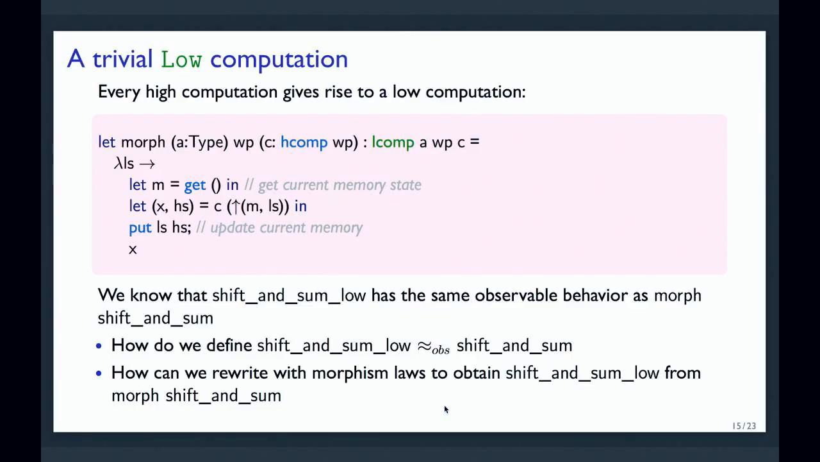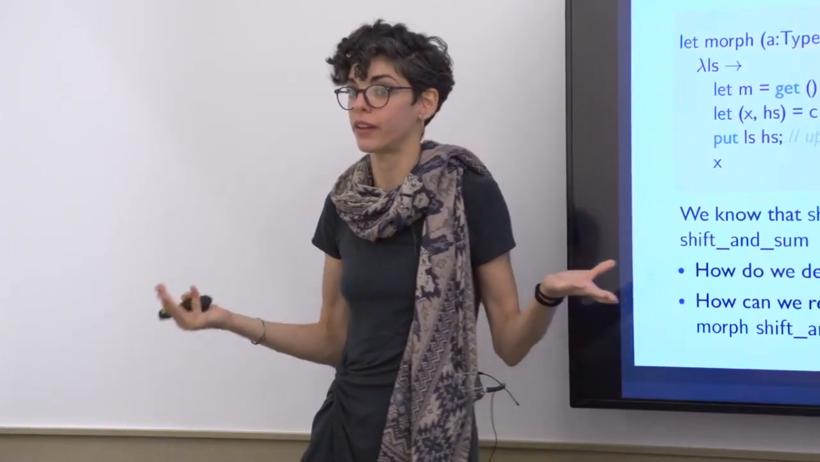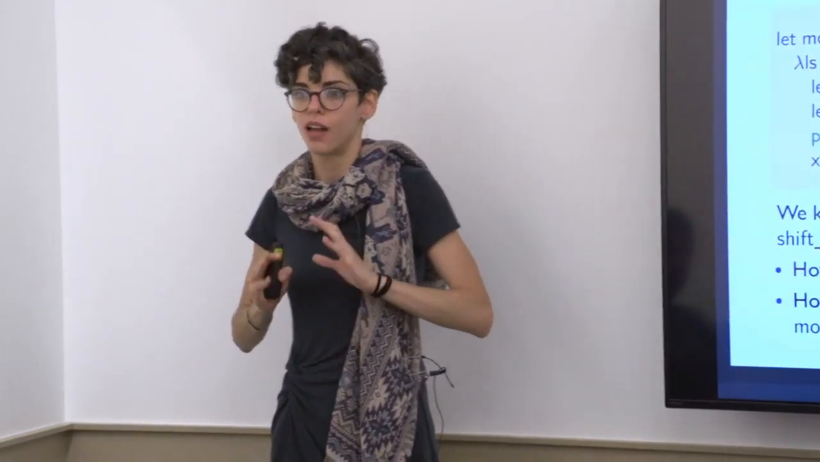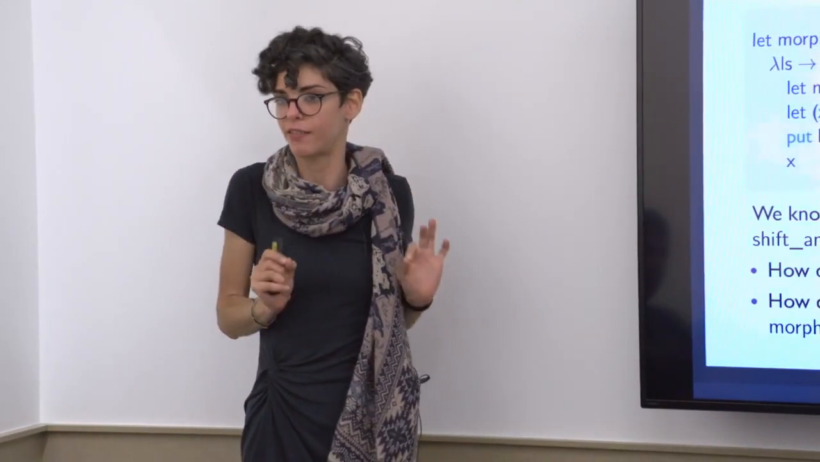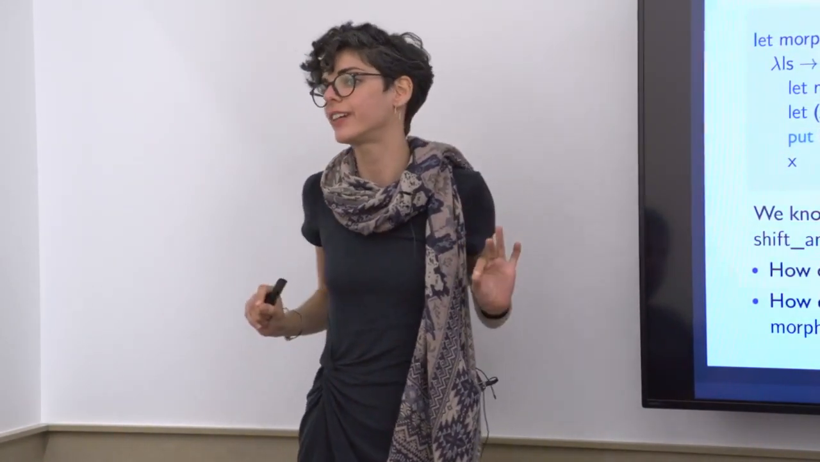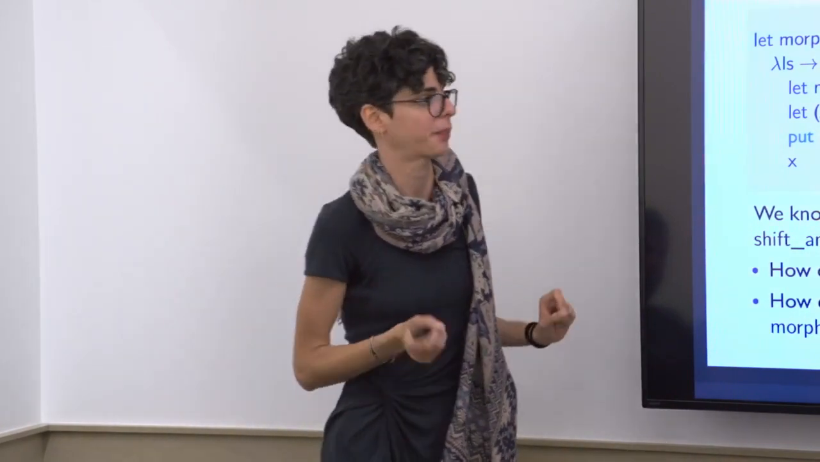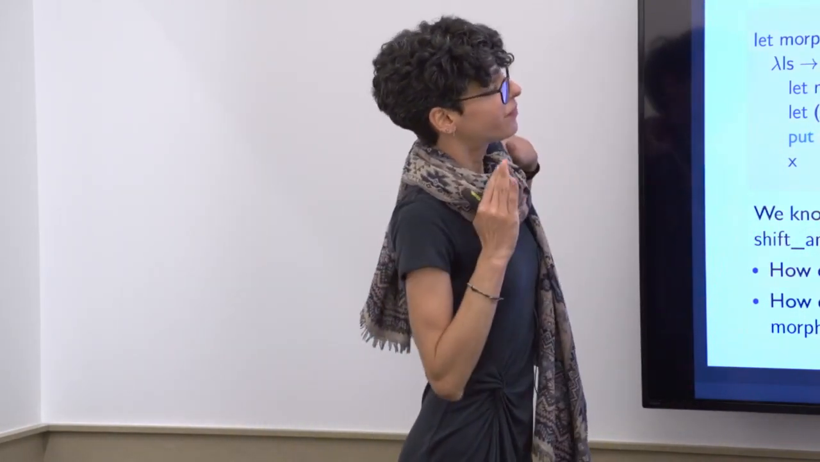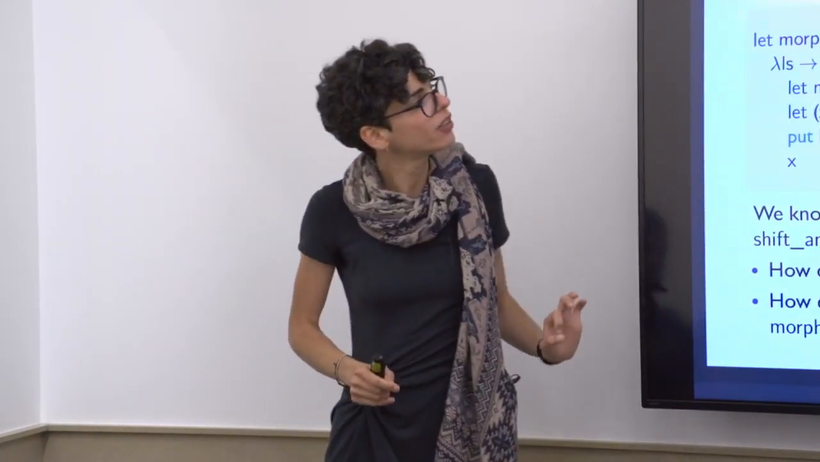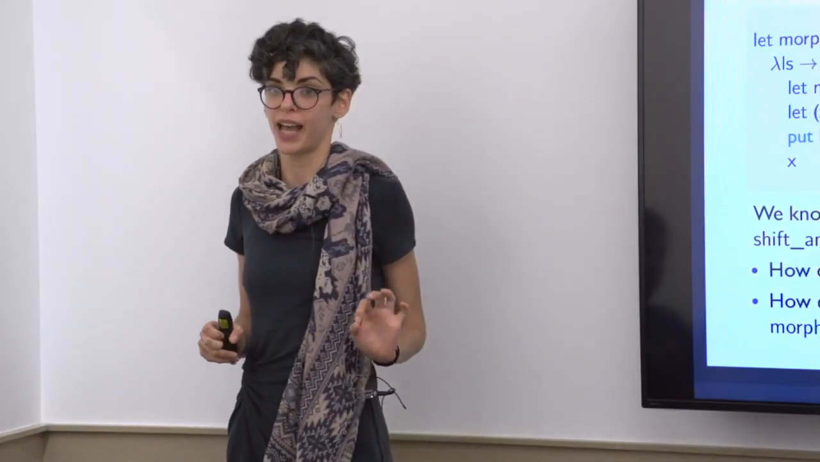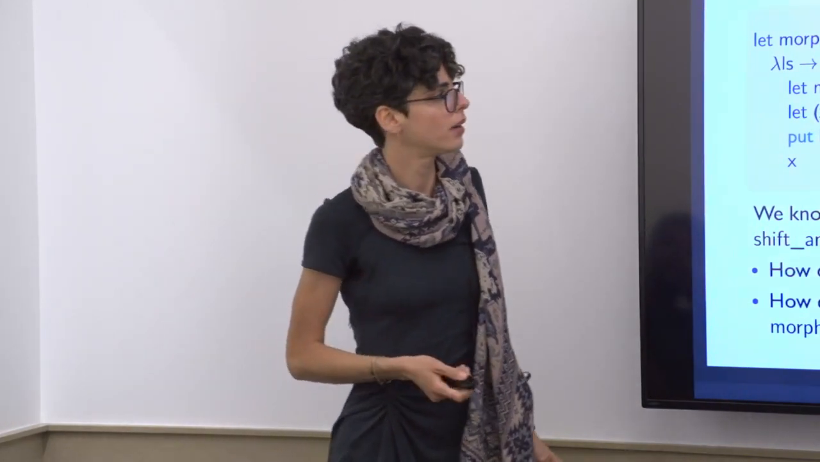So the question is, how can we write the high computation? We only want to write the high sum and swap program and somehow obtain the low sum and swap program. And we know by virtue of typing that it will have the correct behavior, but we don't know yet how we can obtain it automatically. And here is a very simple and straightforward way to obtain a low computation from a high computation.